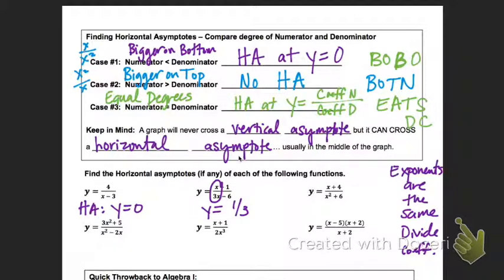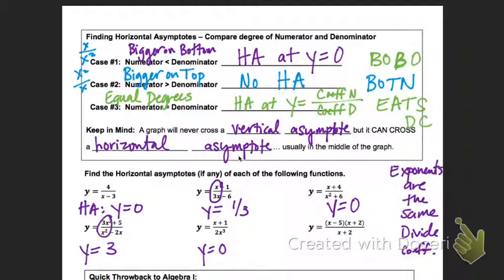Okay, next one. They are not the same. Bigger on top, bigger on bottom? Bigger on bottom. y equals 0. Okay, try the last 3. So the bottom left would be y equals 3, because you're just looking at the biggest one. Coefficients divide, 3 over 1. Next one, bigger on bottom, so 0.